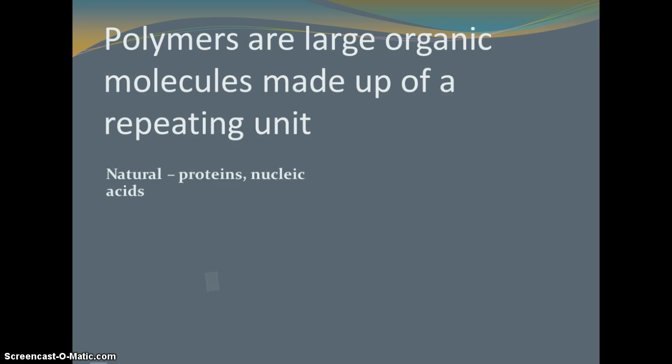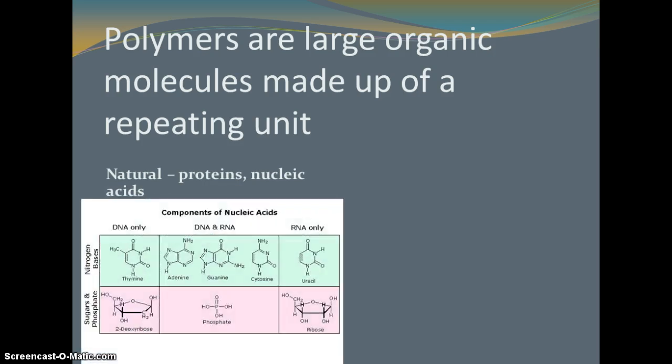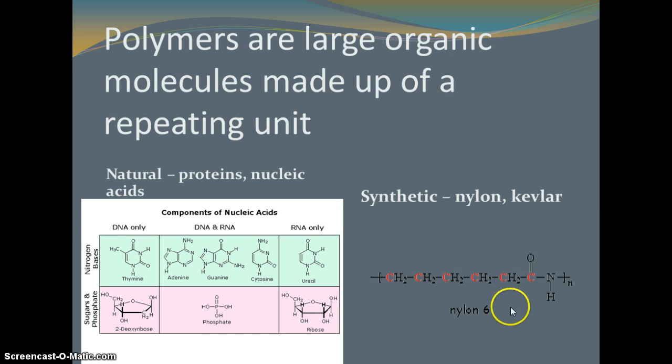Most large organic molecules are polymers, which is a repeating unit. So some natural ones are proteins, nucleic acids. So these things right here are going to keep repeating in a chain. Your synthetic ones are things like nylon, Kevlar. So this piece right here from this end, all of these carbons, and then this amine group, this is going to keep repeating over and over and over again.